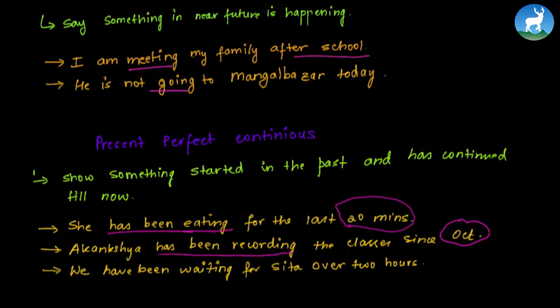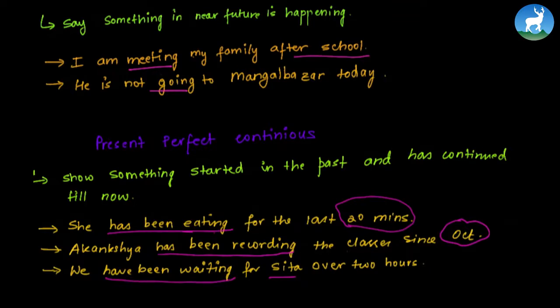These events started in the past and we are still continuing that. That's why we use the present perfect continuous. The last example: we have been waiting for Sita for over 2 hours. It's been 2 hours since we started waiting for her and she has not come yet. Sita is still not present, so we have been waiting for her. We're still waiting after 2 hours. We use the present perfect continuous tense.